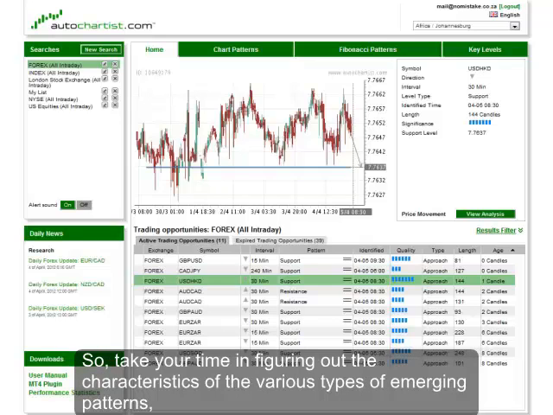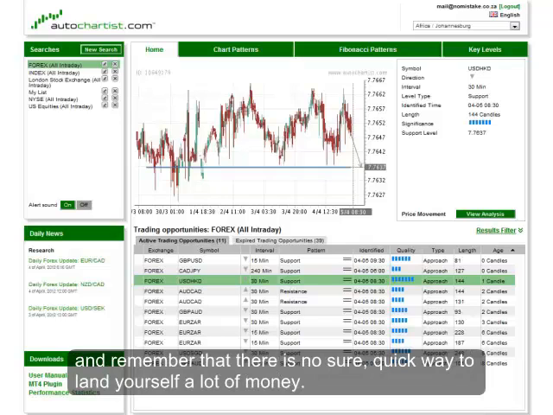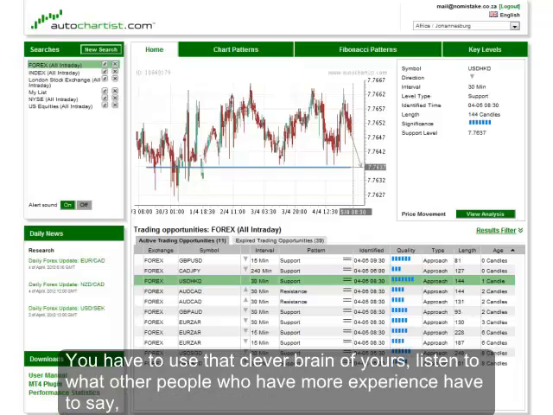So, take your time in figuring out the characteristics of the various types of emerging patterns, and remember, there is no sure quick way to land yourself a lot of money. You have to use that clever brain of yours and listen to what other people who have more experience have to say, and do your homework. That way you increase your chances of success.